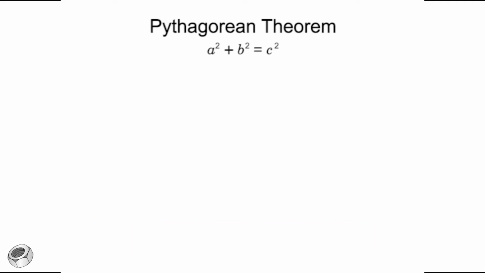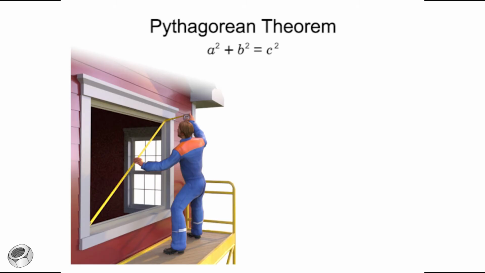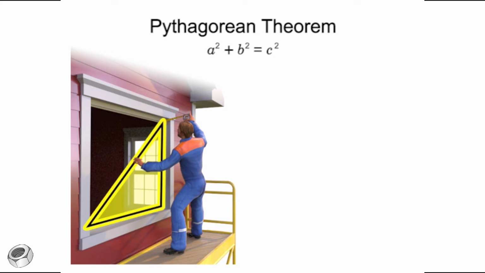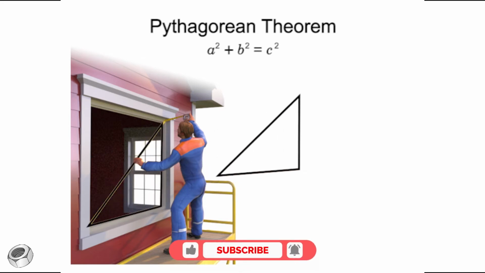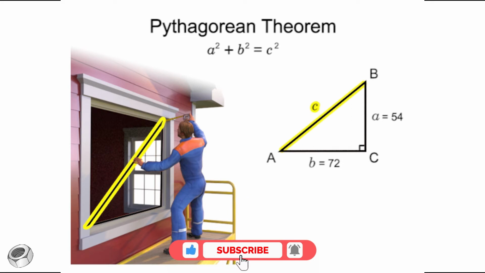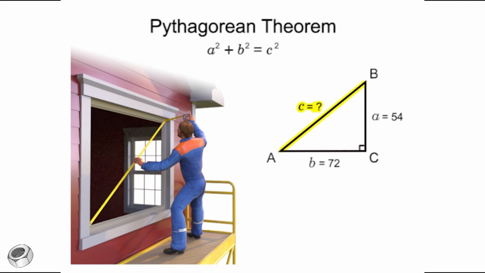Here's a good example of the benefit of the Pythagorean theorem. A carpenter is installing new windows in a home. The windows measure 54 inches by 72 inches. The carpenter wants to ensure that the windows are square before securing them in place. To do so, he'll need to measure the diagonal of the window to confirm that it is the right distance and that the window is square. What should the diagonal measure?